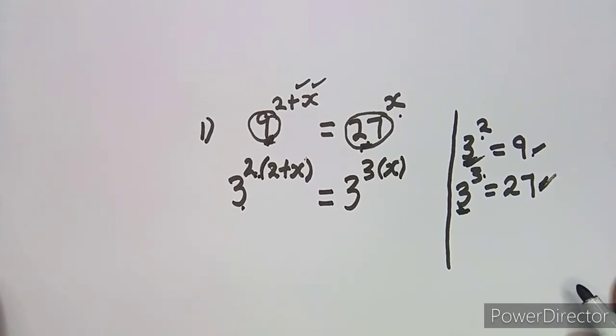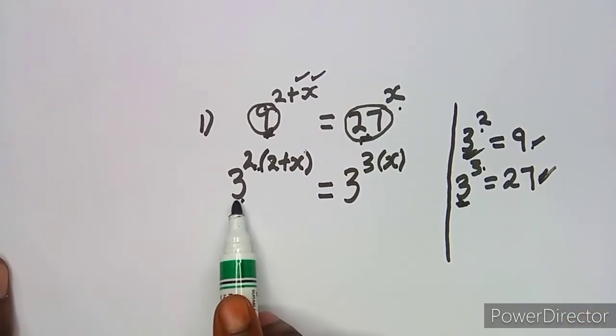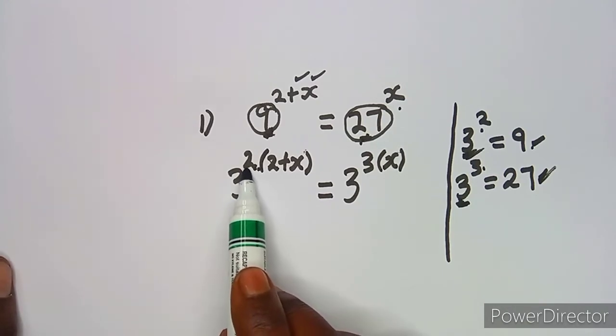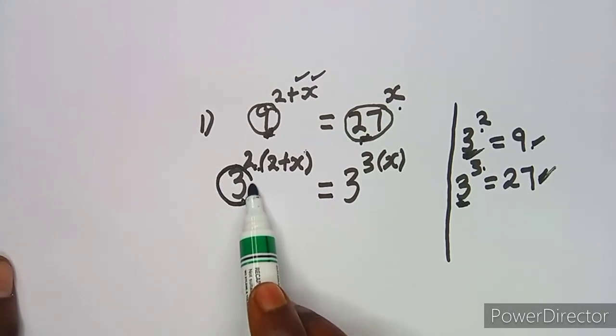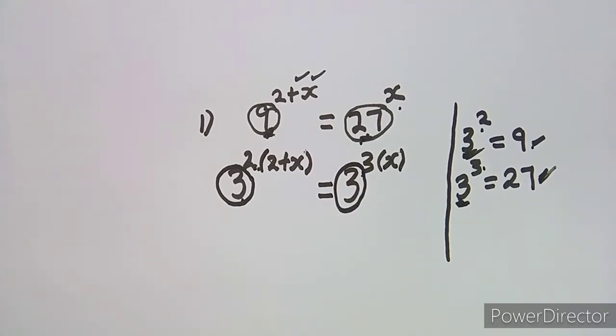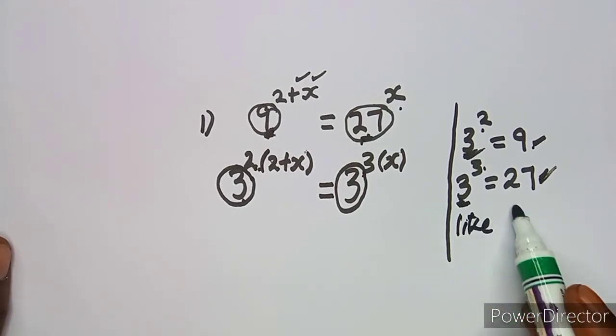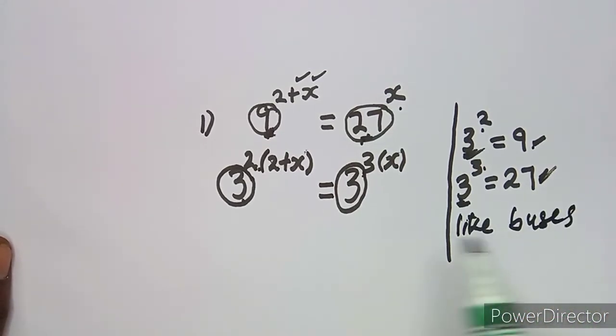So multiplying by x, what am I going to achieve from this part? The moment I see this condition here, I'm now glad that my answer is going to be final, because these two bases are the same now. So we are back to that condition where we were talking about like bases. Whenever you are given like bases, equate the exponents. So you are going to equate the exponent.